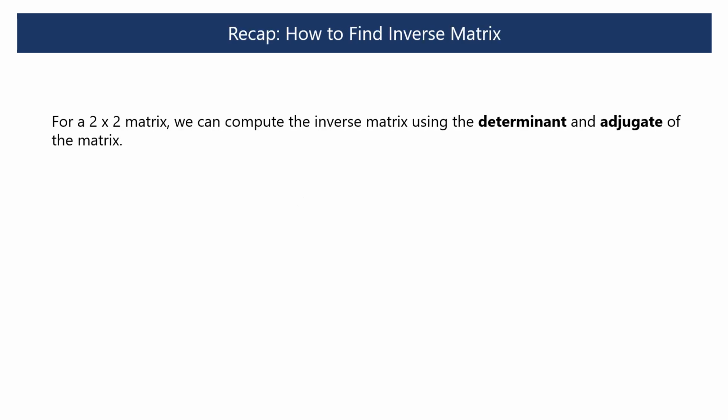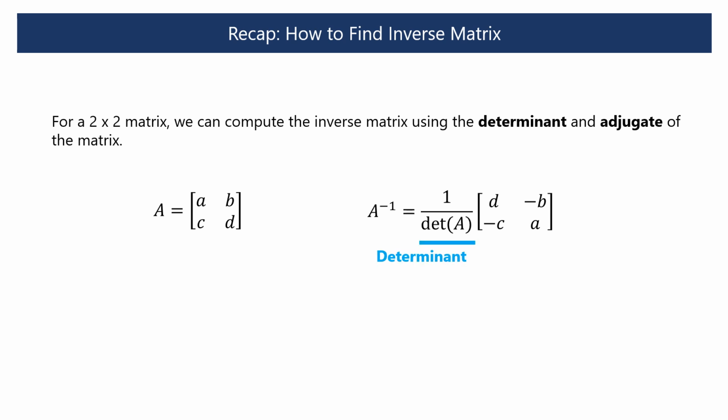As we saw in the previous section, for a 2x2 matrix, we can compute the inverse matrix using the determinant and adjugate of the matrix. As an example, let's compute the inverse matrix of this matrix A. We can compute the inverse matrix of this matrix using this formula. The denominator is the determinant of matrix A. We can compute the determinant by this formula. This matrix is called adjugate, which is obtained by swapping the diagonal elements and changing the signs of the off-diagonal elements.